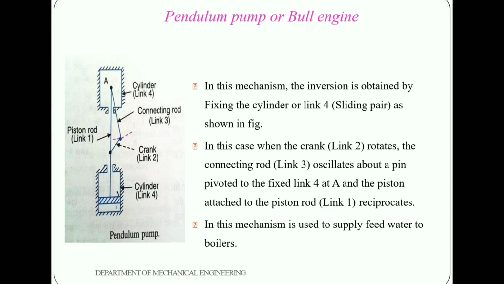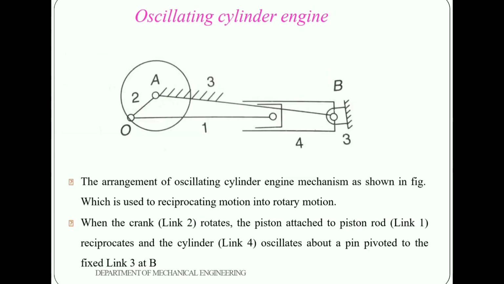Now we are seeing the pendulum pump or bull engine. In this mechanism, the inversion is obtained by fixing the cylinder or link 4 as shown in the figure. In this case, when the crank rotates, the crank means link 2, the connecting rod link 3 oscillates about a pin pivoted to the fixed link 4 at A, and the piston attached to the piston rod reciprocates. This mechanism is used to supply feed water to a boiler.